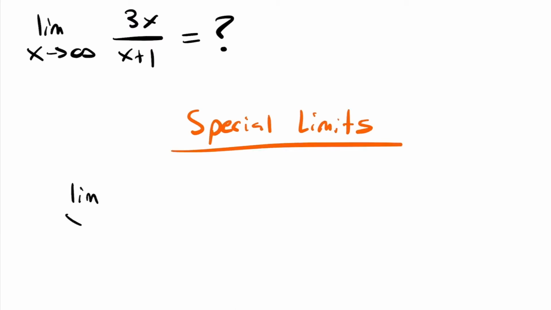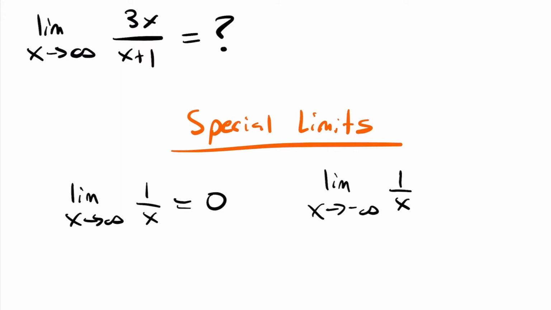First, we have the limit as x approaches infinity of 1 over x is going to be equal to 0. And then we have the limit as x approaches negative infinity of 1 over x is also equal to 0. And this would be true if you were to look at the graph of this function.